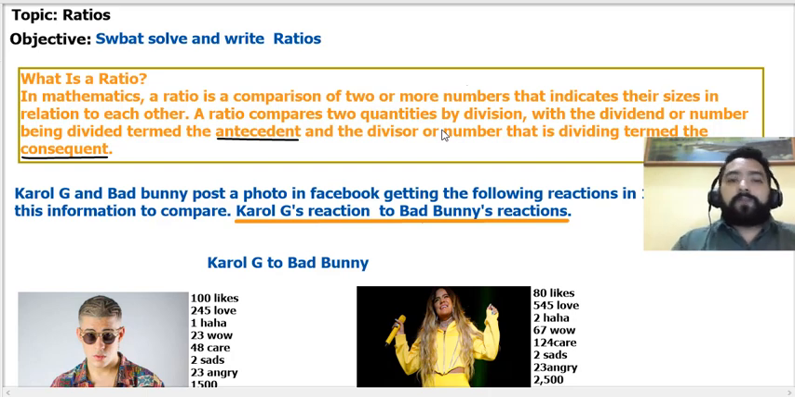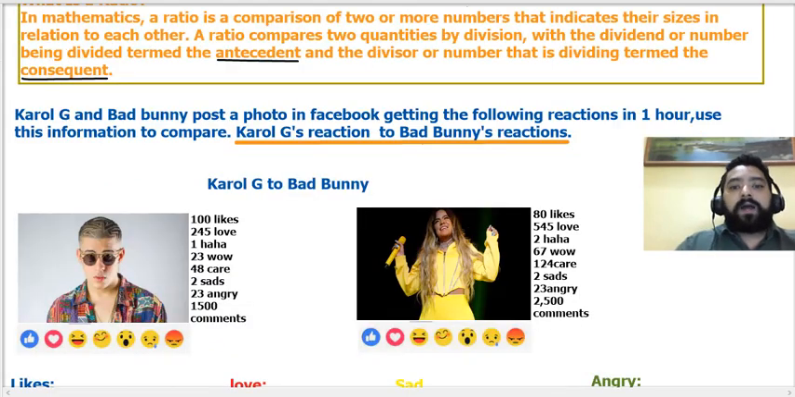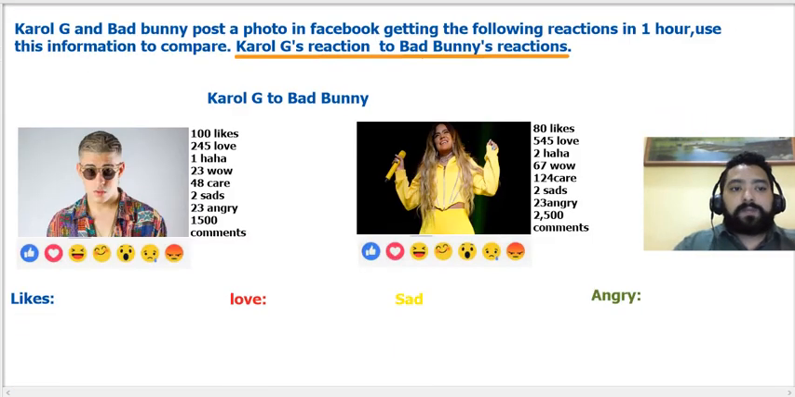Remember, if we have, for example, apples and oranges and you need to compare them, the apple is going to be the antecedent and the orange is going to be the consequent. But you can also compare the orange to the apple, so orange is going to be the antecedent and apple is going to be the consequent. To explain this topic, I have this situation.